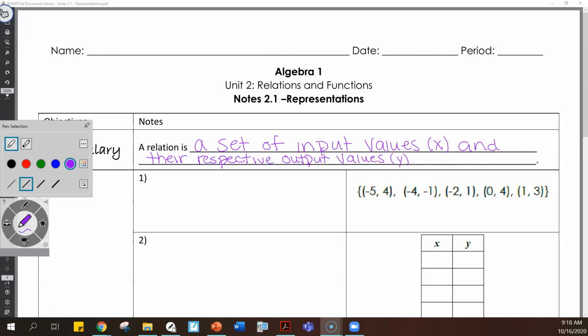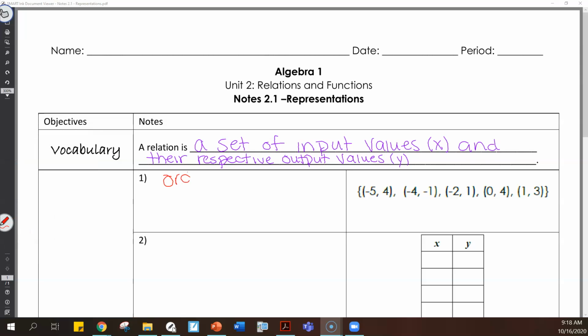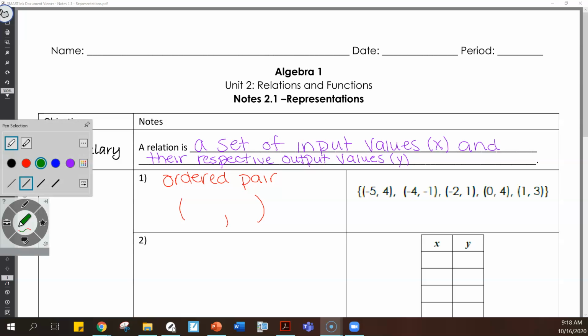So the first way we see these written is generally as an ordered pair. Remember that an ordered pair is two digits represented inside parentheses and separated by a comma, in which the x value comes first and the y value comes second. It's called an ordered pair because the order of those numbers matters.